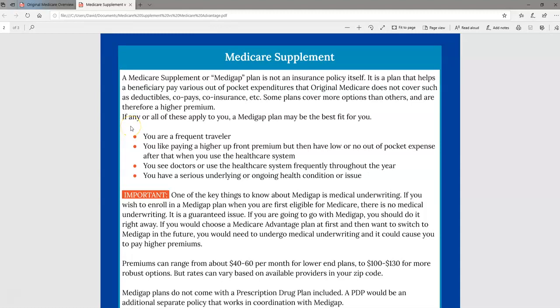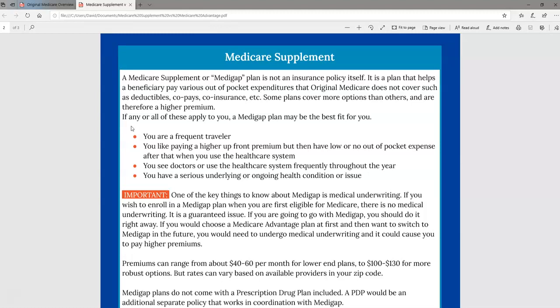Medicare Supplement, or Medigap, as it's often referred to, is not an insurance policy itself. It is a plan that helps a beneficiary pay various out-of-pocket expenditures that original Medicare does not cover, such as deductibles, copays, coinsurance, etc. Some plans cover more options than others and are therefore a higher premium.